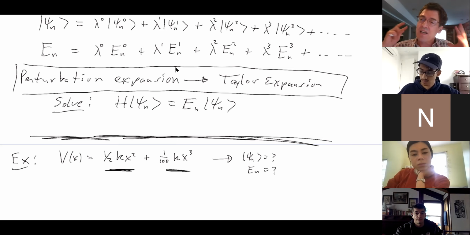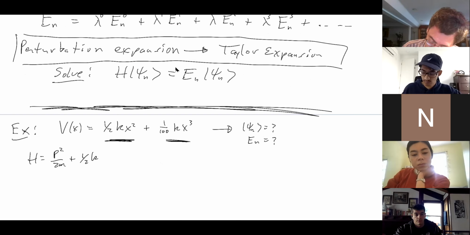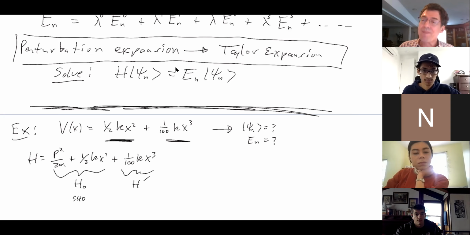But then you might say, I think I can solve this using perturbation theory. And to solve this using perturbation theory, basically my Hamiltonian is p squared over 2m plus 1/2 kx squared plus 1/100th kx cubed. That's my Hamiltonian, right? And I'm asking you to solve it. So you would say, okay, this one I know. That's H naught. That's just a simple harmonic oscillator, a known one. And this one I'll call H prime.